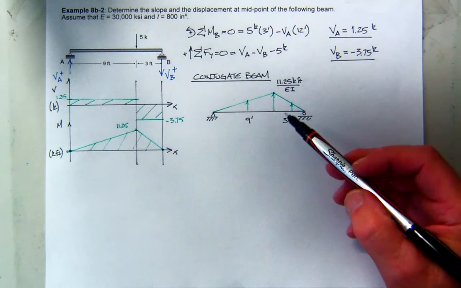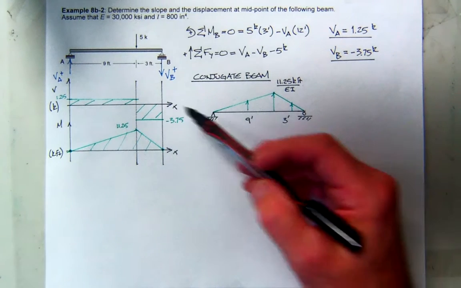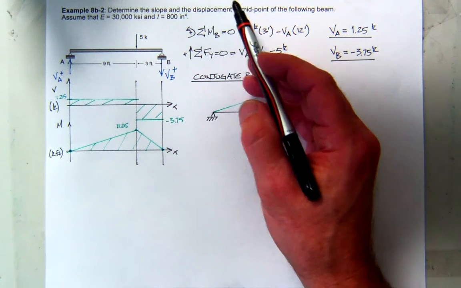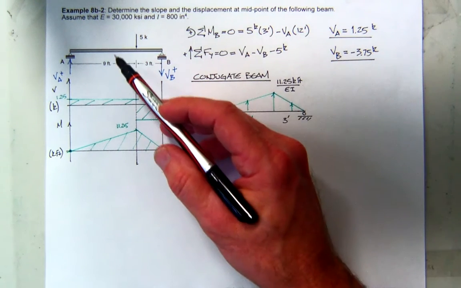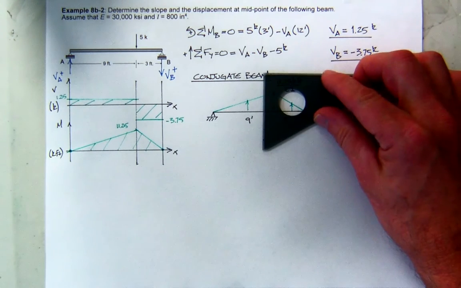Okay, now before we go too much farther, let's think about a strategy for how to attack this problem. Go back to the top and it says, I want the slope and displacement where? The midpoint, right here in the middle at 6 feet. That's going to end up being about right there.